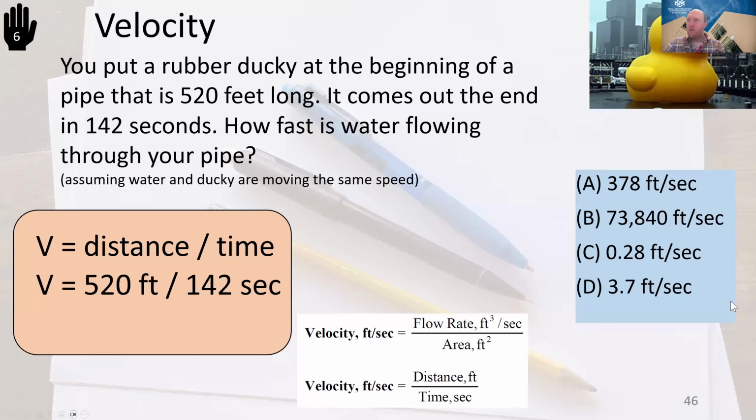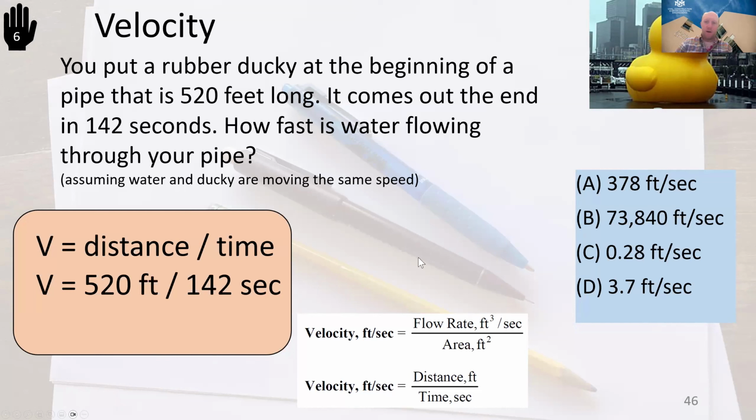Okay, so I'm going to end this poll, share the results. It looks like most people said D, 3.7 feet per second. All right, so great job. We're going to go through that. And if you didn't get that question right, no worries. Hopefully it makes sense as we go through it.